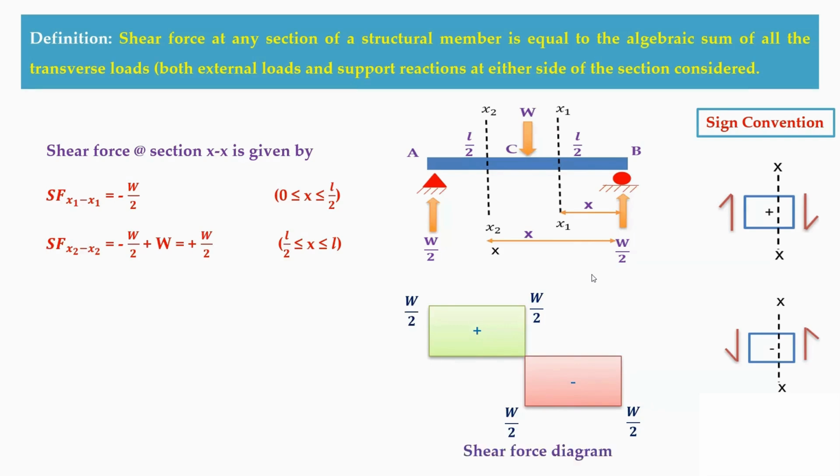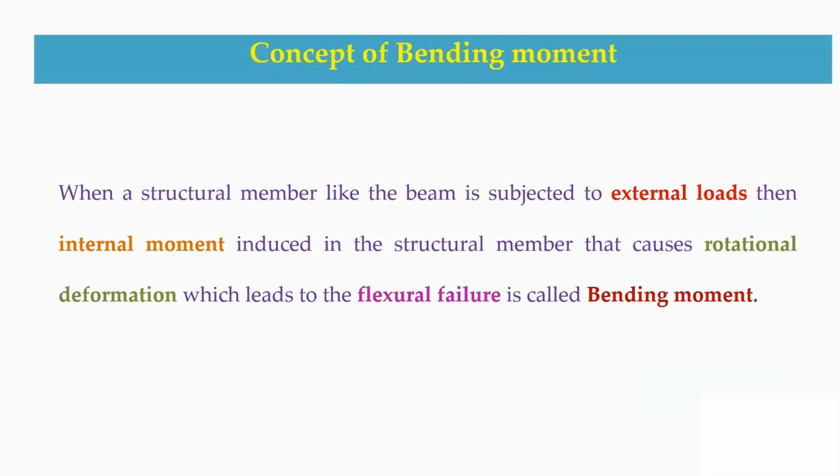Now coming to the next concept, that is bending moment. When any structural member like a beam is subjected to an external load, the internal moment induced in this structural member causes a rotational deformation. Rotational deformation means theta-like. So that leads to a flexural failure, and it is called a bending moment.